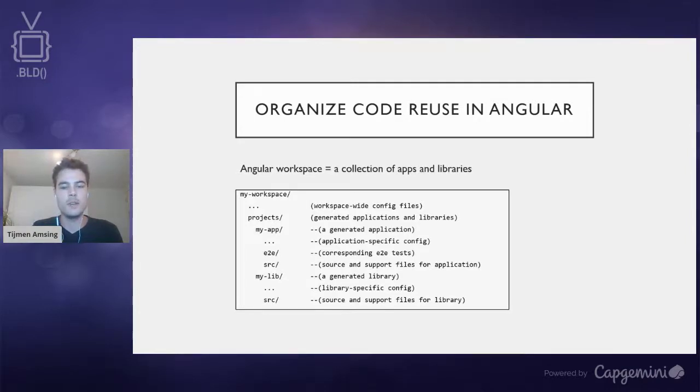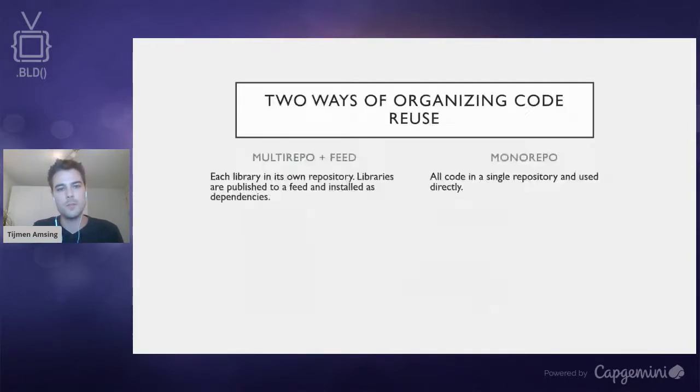And out of the box, since Angular 6, all apps and libraries are located in a workspace. So that means that the workspace is a collection of apps and libraries. And how you manage all these files in source control can be achieved in two ways. Option 1 is a multi-repo with a feed, and option 2 is a monorepo.